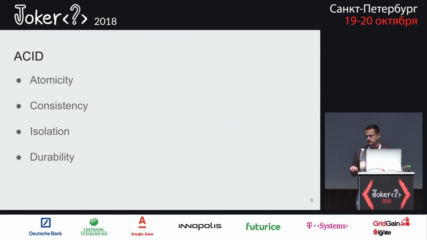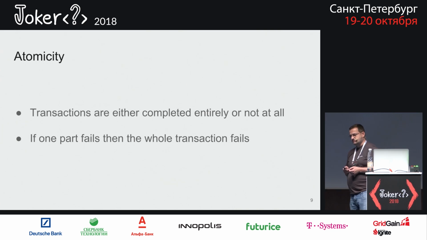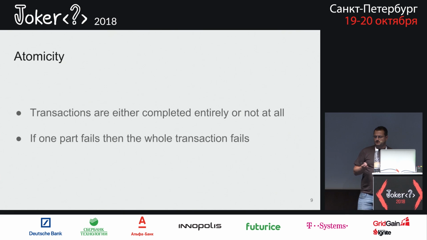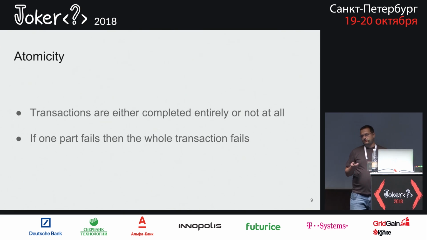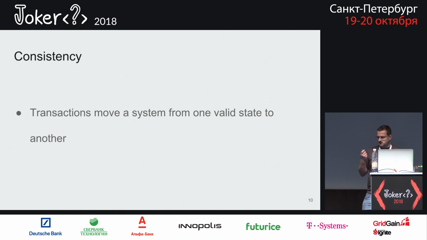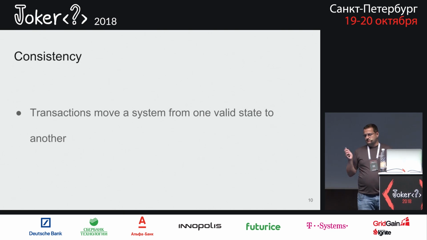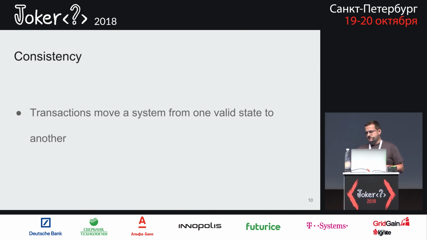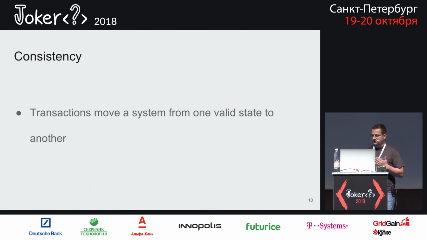Obviously a transaction must adhere to the famous ACID properties, which are atomicity, consistency, isolation, and durability. So let's just quickly run through what this is, just remember it. Atomicity: transactions either complete entirely or not at all, and if one part fails, then the whole transaction fails. Actually, quite straightforward.